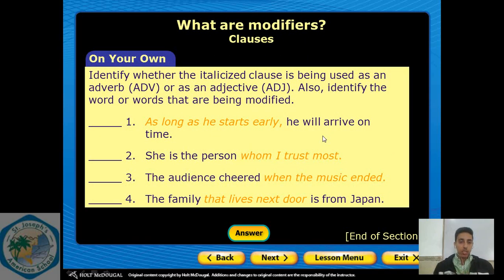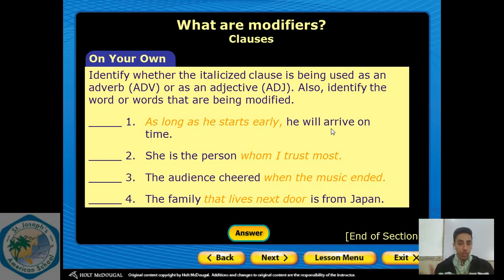Now the same exercise: stop the video and try to answer by yourself. I'm going to answer right now. As long as he starts early, he will arrive on time. What do you think here? I want you to think carefully. Is it behaving as an adjective or as an adverb? Is it modifying a noun or pronoun, or is it describing the verb? When will he arrive? As long as he starts early. Excellent, you did a great job. It's behaving as an adverb here.